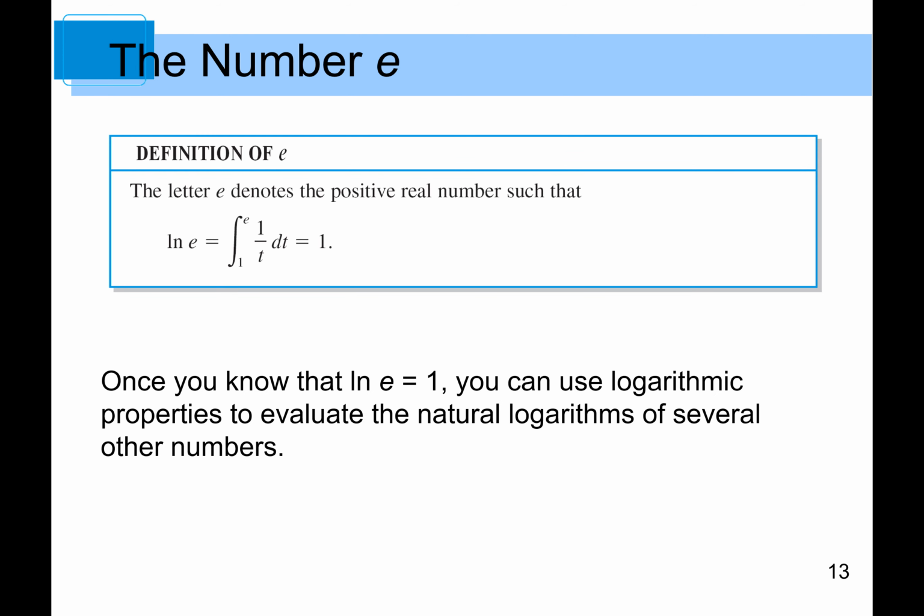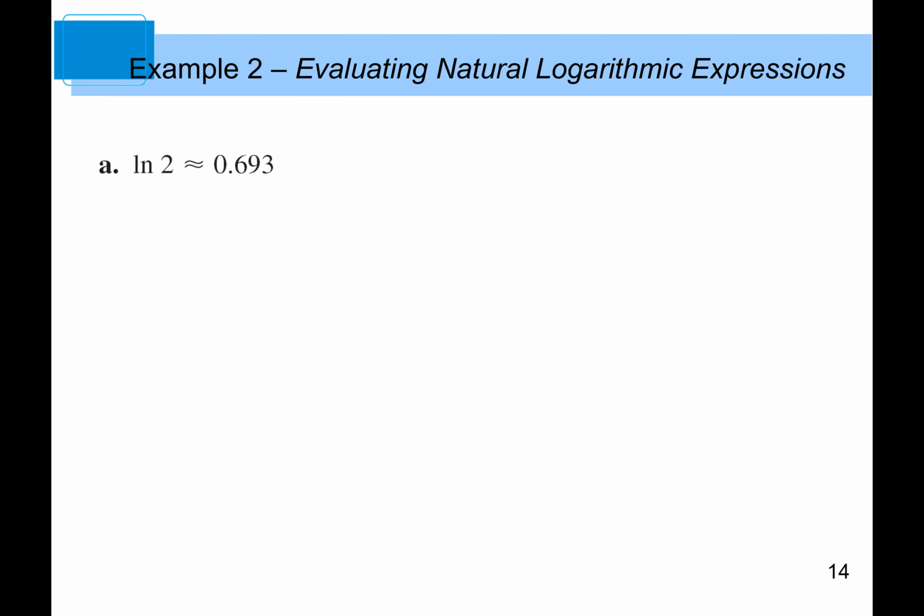So letter e denotes the positive real number such that Ln of e equals the definite integral of 1 over t dt from 1 to e, which is equal to 1. Then once you know Ln of e equals 1, you can use logarithmic properties to evaluate natural logarithms of several other numbers. And they're just examples. I can easily find that through the calculator.